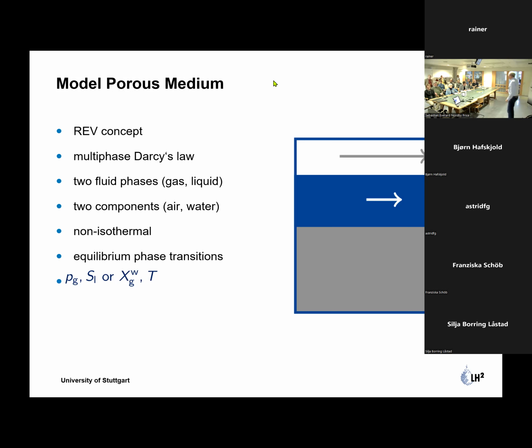Now, that is the porous-medium model. We started with this a long time ago. It's a multi-phase flow model. That means we used in this case classical Darcy.